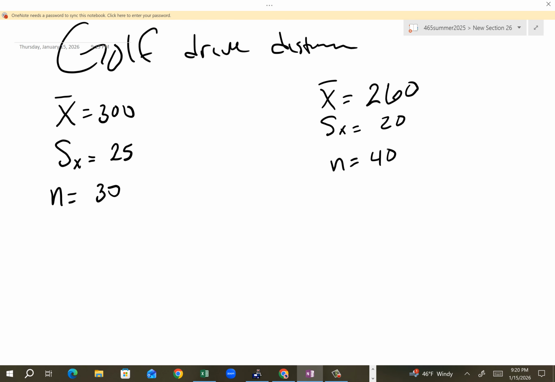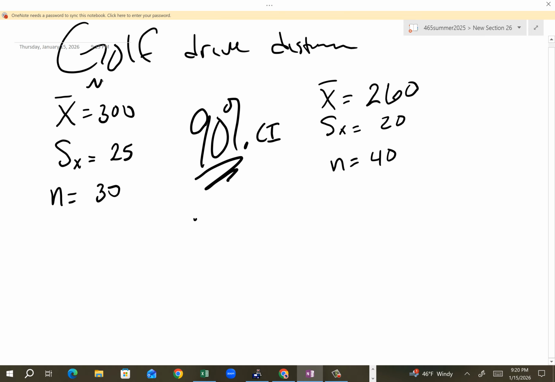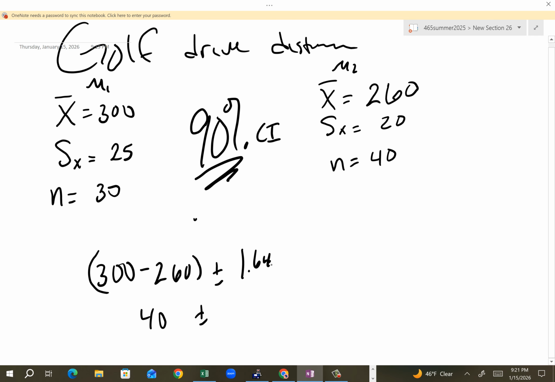You understand, okay? So here's the game. I want a 90% confidence interval this time, and I want mu1 minus mu2. So I'm going to go 300 minus 260. That's our difference, in other words, 40, plus or minus z, 1.645.